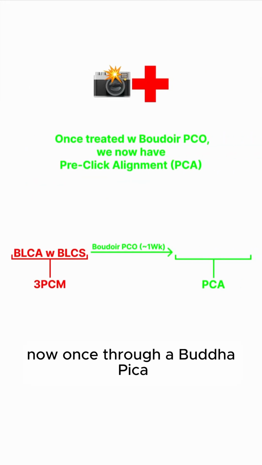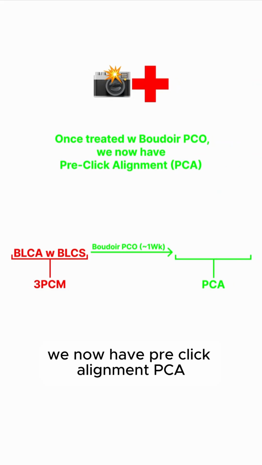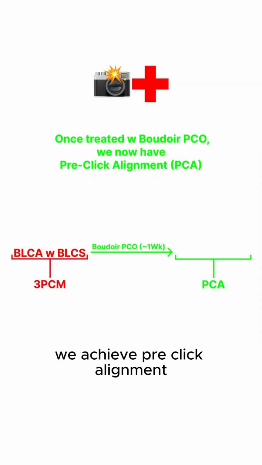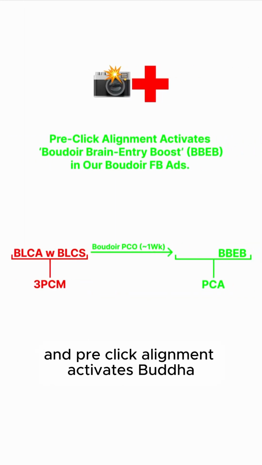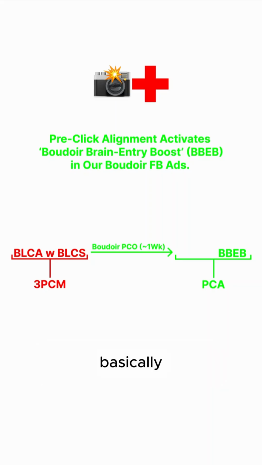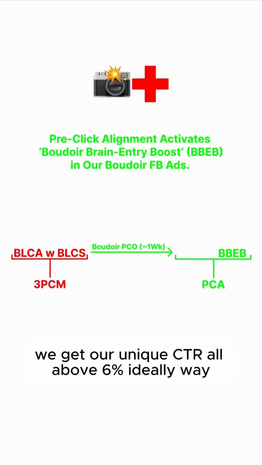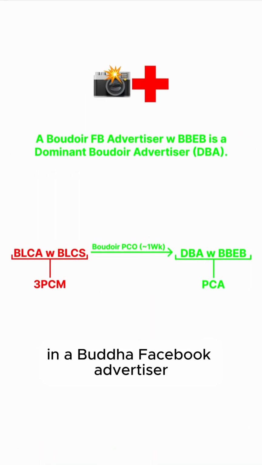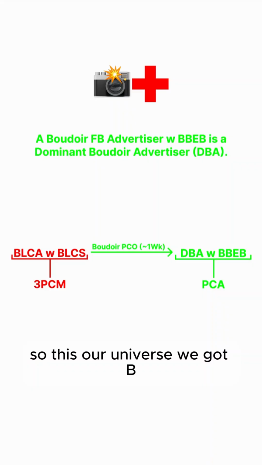Now, once treated with Boudoir Pico, we now have pre-click alignment, PCA. So we get rid of the 3 pre-click mistakes. We achieve pre-click alignment, and pre-click alignment activates Boudoir brain entry boost in our Boudoir Facebook ads. Basically, we get our unique CTR above 6%, ideally way, way, way above it. And a Boudoir Facebook advertiser with Boudoir brain entry boost is a dominant Boudoir advertiser, a DBA.